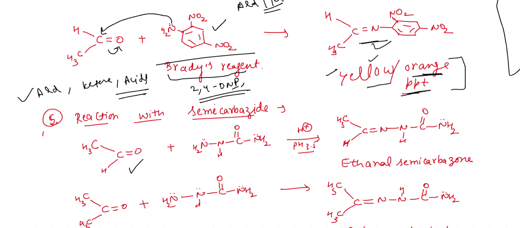And this reaction is also conducted in the acidic medium, that is pH 3.5, and in the product you are getting a double bond between carbon and nitrogen. So from here there is elimination of one molecule of water, H2O, and the double bond is formed. 1, 2, 3, 4. So on the product side, you can again label these 1, 2, 3, 4.